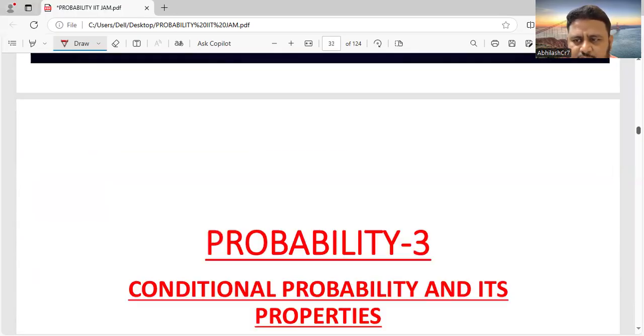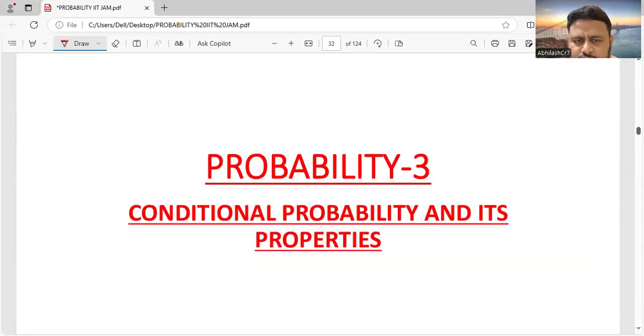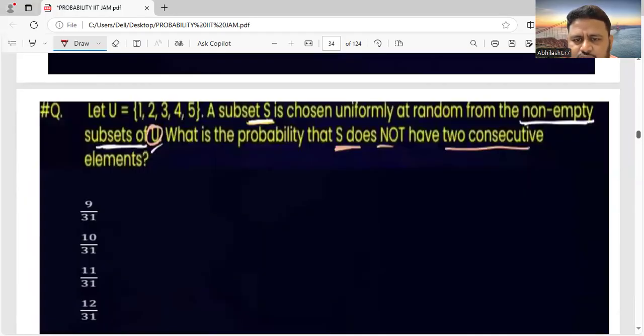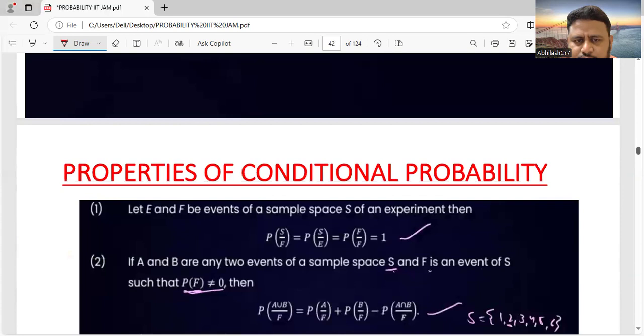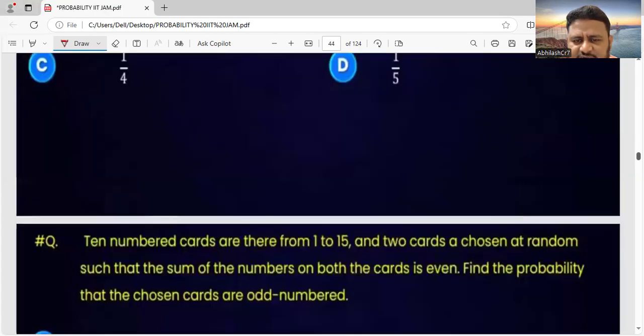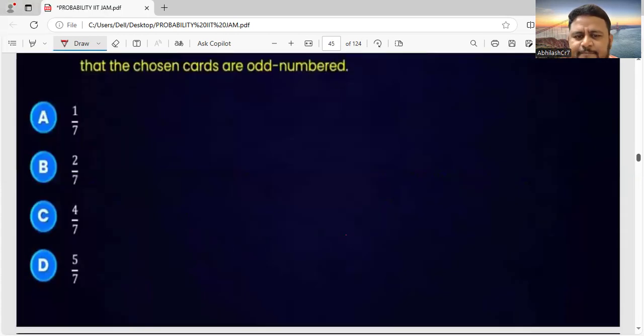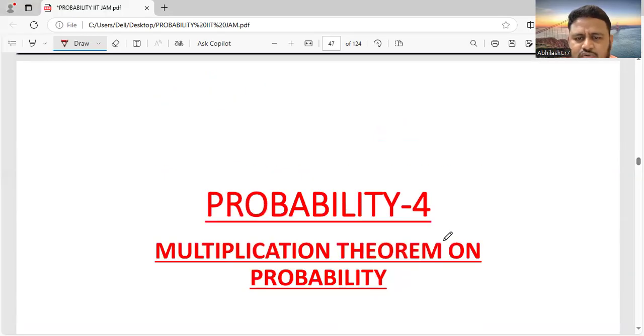How these things are solved. Conditional probability is done. So today we have to do the multiplication theorem on probability. We will study the properties of conditional probability. Today we are going to discuss the multiplication theorem on probability.